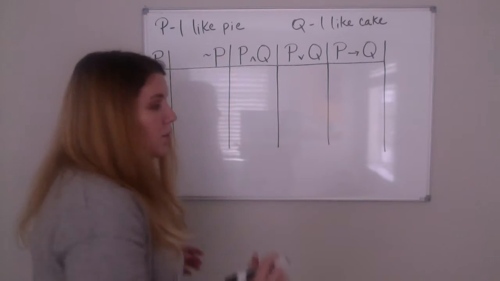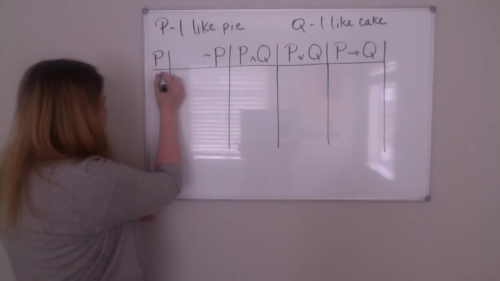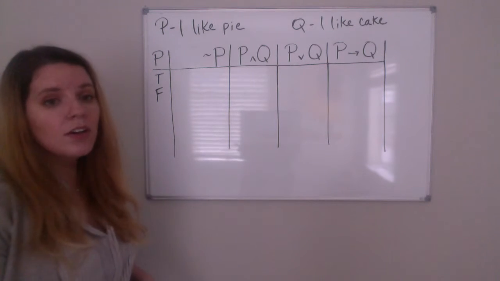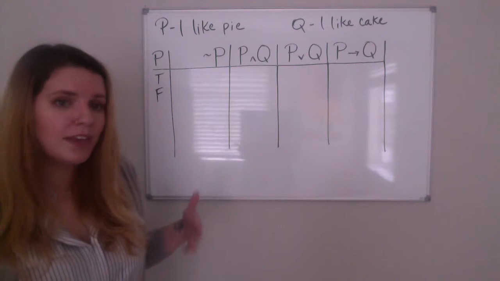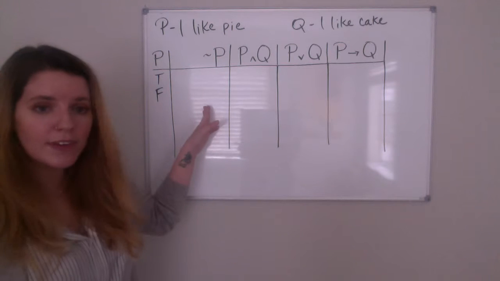Okay, so we have 2 rows. P can be either true or false. I like pi can be either true or false. Great. So let's move on to negation.